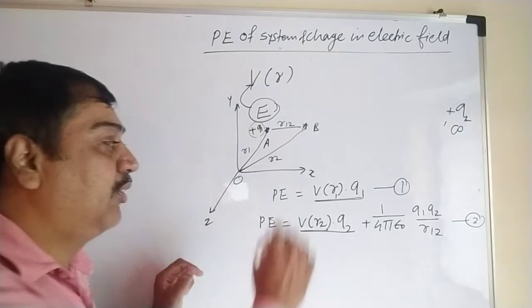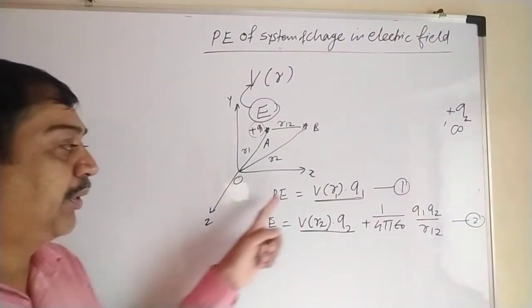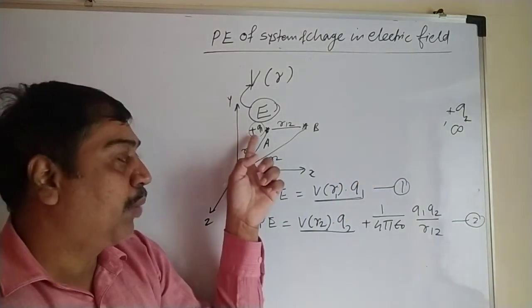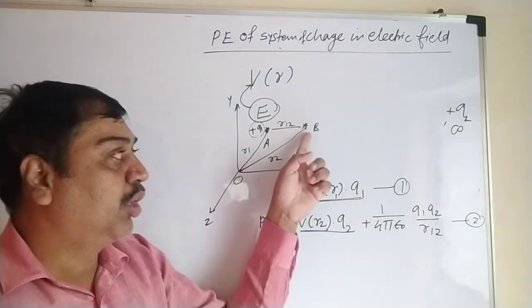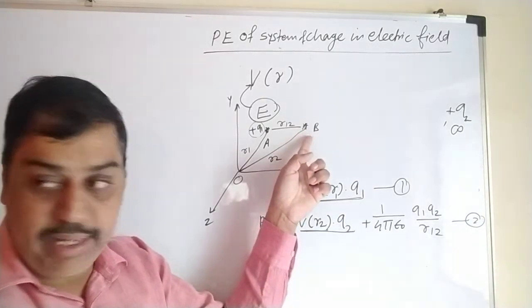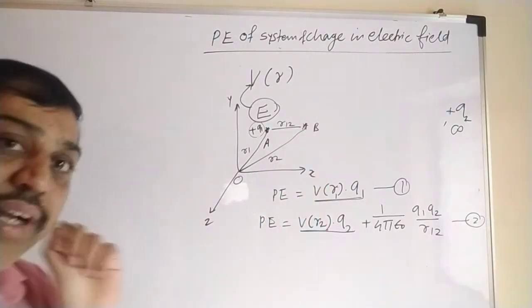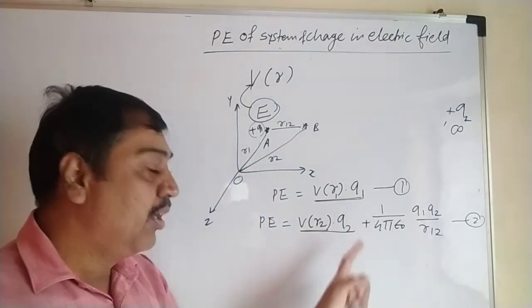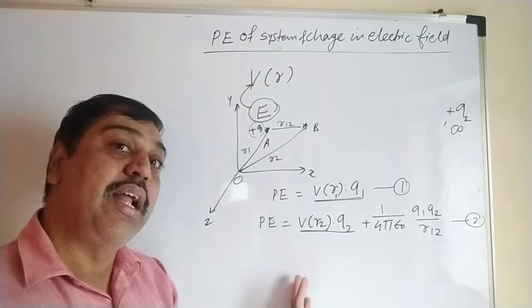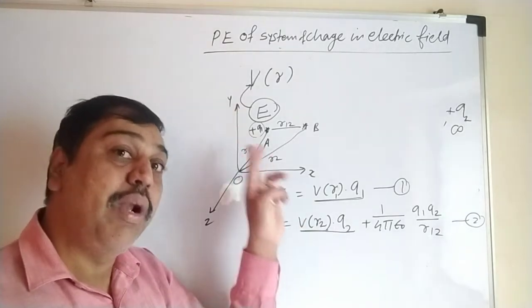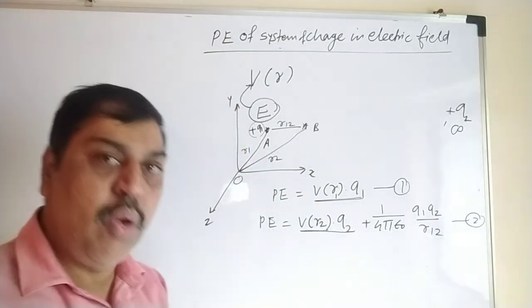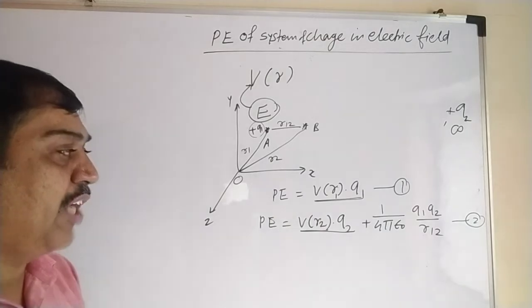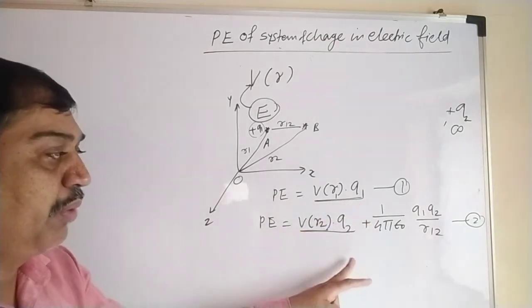Now we get these two equations, 1 and 2. Equation 1 is for moving a charge q1 at A, and equation 2 is to move the charge q2 at B. Now q2 is moved in two fields, the electric field as well as the field of q1. That's why there are two terms here. If we consider a third one, it has three terms, E, q1 and q2, and so on. These are the potential energies due to moving charge q1 and moving charge q2.